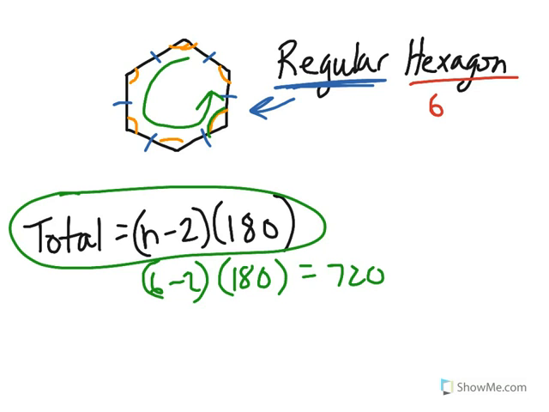Now, all I have to do is think about this for a second. If it's a hexagon, that means there's 6 angles. And if it's regular, that means each one of those 6 angles is the same. So if I take 720 divided by 6, I get 120 degrees for each angle.